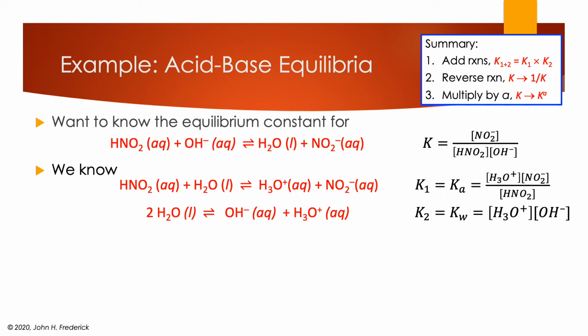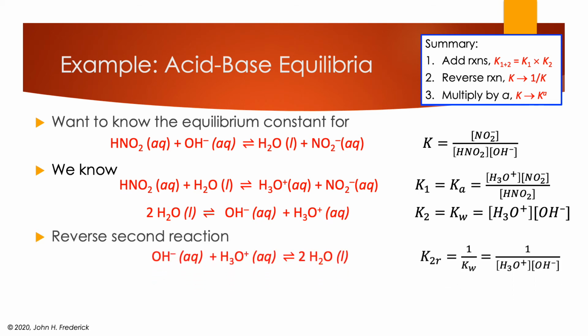Now, if I want to produce the reaction at the top, I want to align the reactants and the products correctly. And I notice that, for example, hydroxide ion is on the reactant side of the top reaction, but it's on the product side of the second of these two reactions that I know. So I need to reverse that second reaction. When I reverse that, I'll end up with basically what happens when we bring hydroxide and hydronium ion together. They make water. The equilibrium constant is going to be 1 over Kw, and that comes directly from this summary set number 2: a reverse reaction causes the equilibrium constant to be 1 over the equilibrium constant.